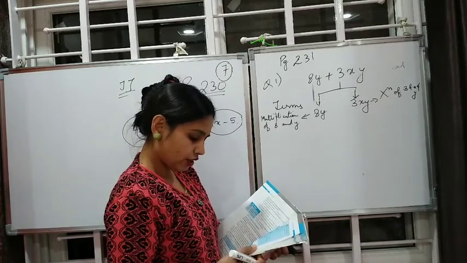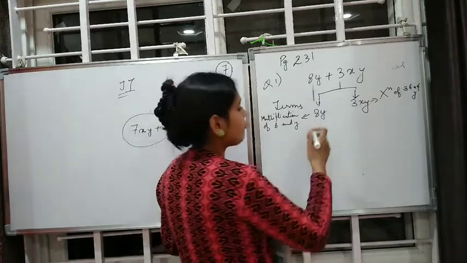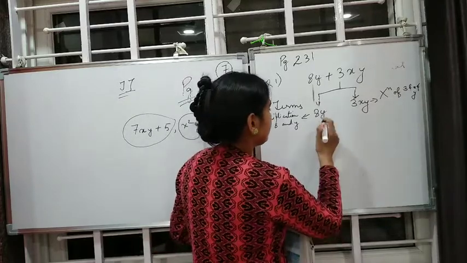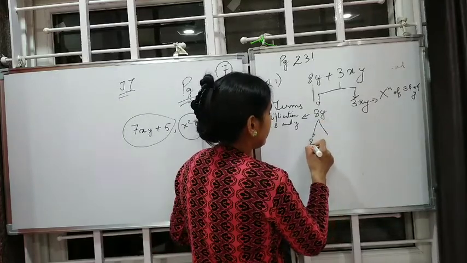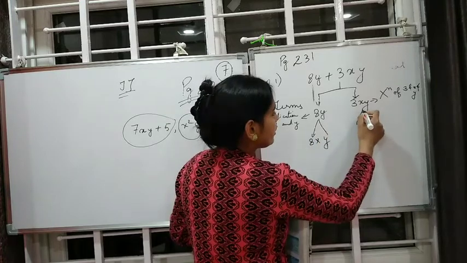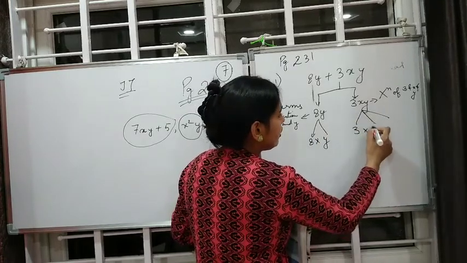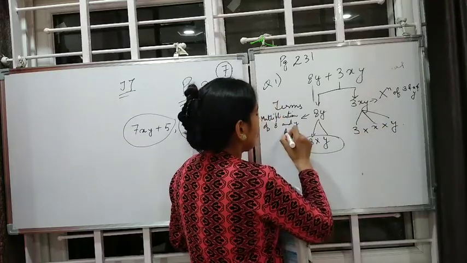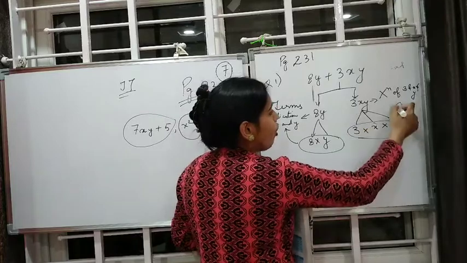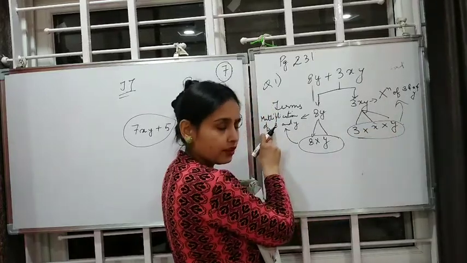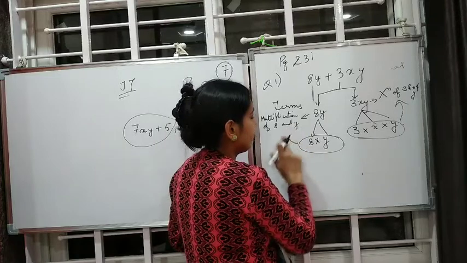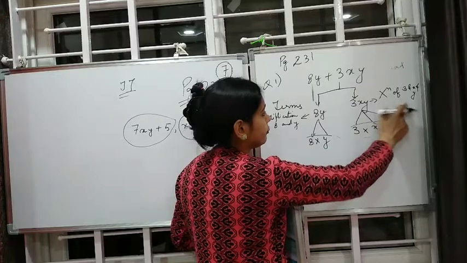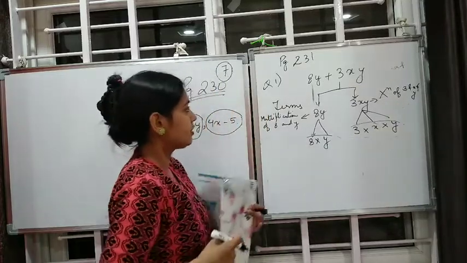And we have to draw a tree diagram also. That means we need to show the factors also. So here are the factors. That is 8 into y. And here 3 factors, 3 into x into y. So this is already showing how the term is formed. So children, if we don't write this also, it's okay. Okay, so this is the tree diagram. And this completes the first one.